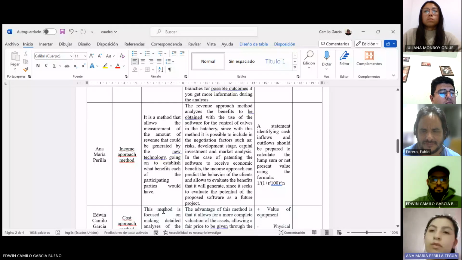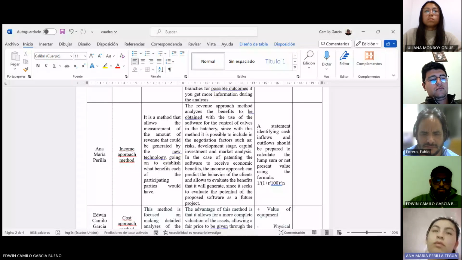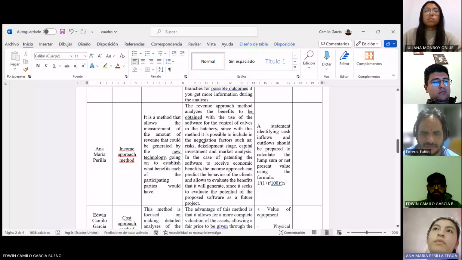Valuation method: income approach method. Short description: it is a method that allows the measurement of the amount of revenue that could be generated with the new technology, establishing what benefits each of the participating parties would have.